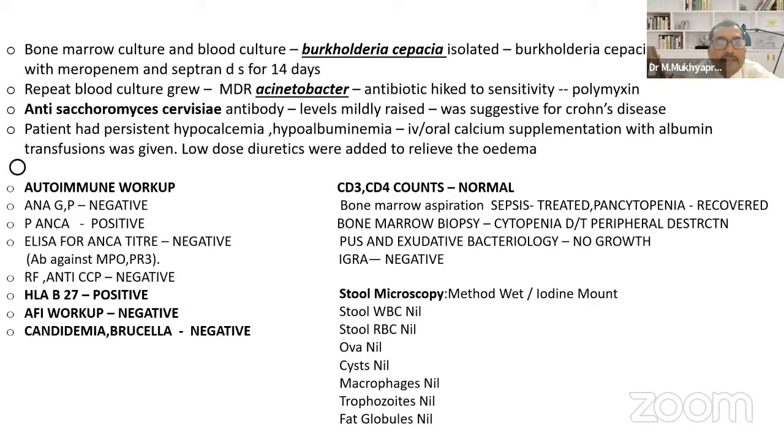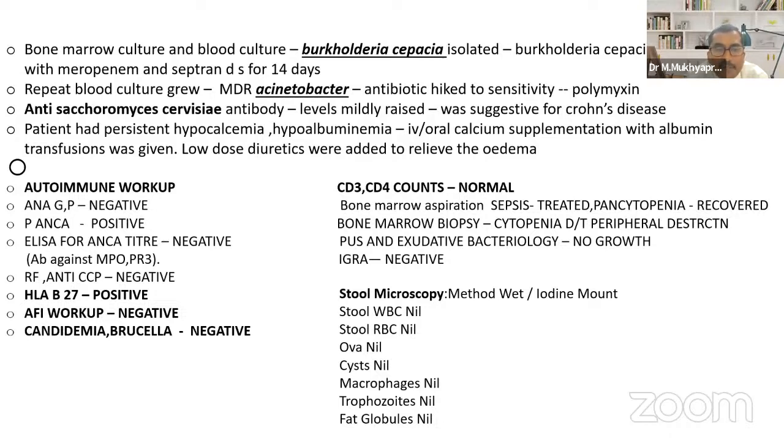And again, blood culture grew MDR Acinetobacter. We thought that whatever we were giving was not sufficient. We gave colistin. Anti-Saccharomyces cerevisiae antibody came. It was mildly raised, suggestive of Crohn's disease. We had a lot of confusion at this point of time.